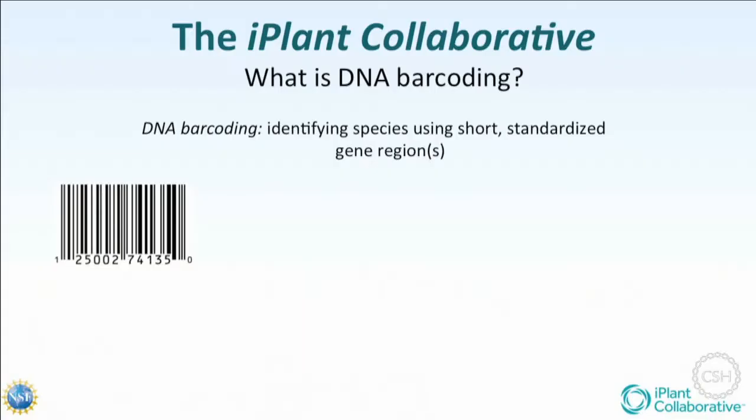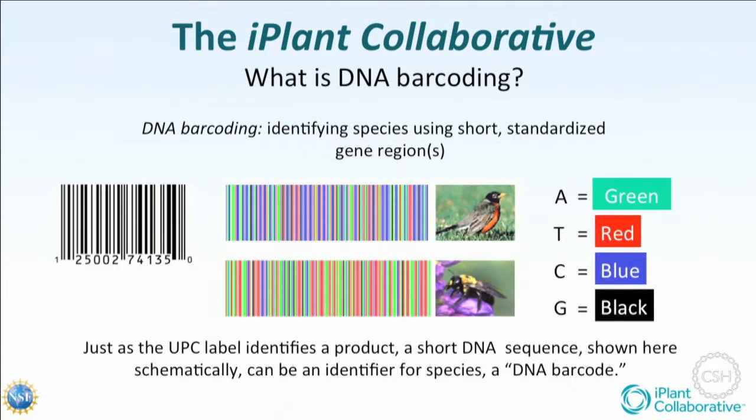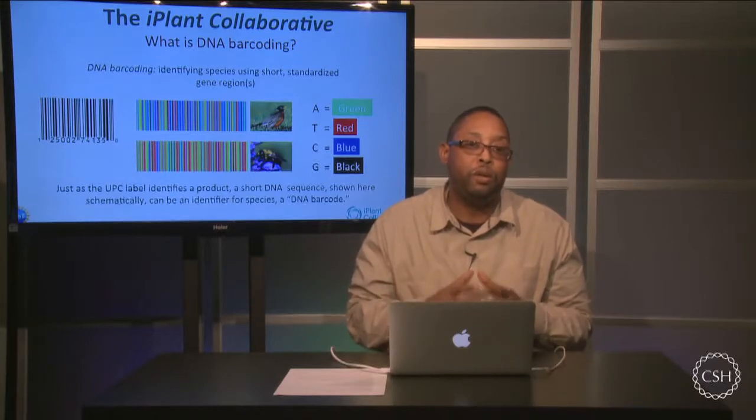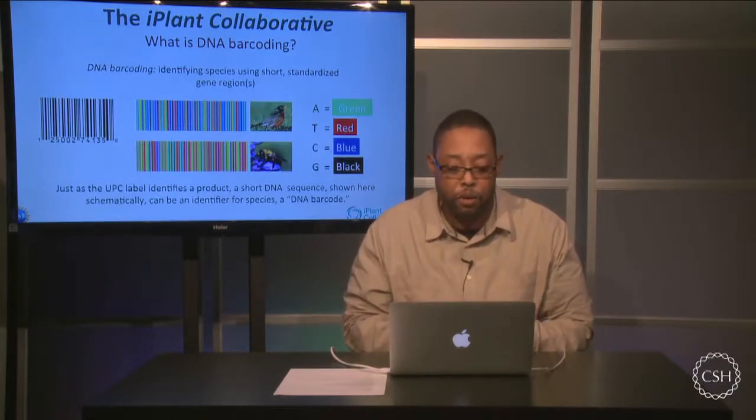It's actually very easy to do, because we have similar things that a barcode would need. One thing is that a barcode is a short standardized region of a gene, and we'll talk about the different genes that we target for different types of organisms. But the general idea is that all these organisms are made up of bases, the A's, T's, C's, and G's, and each of those bases is a component of the barcode, because each species has a unique sequence of DNA that's organized.